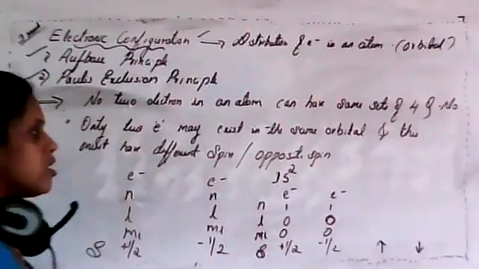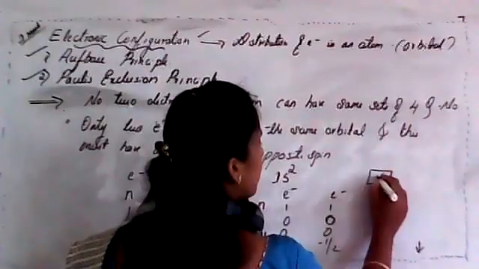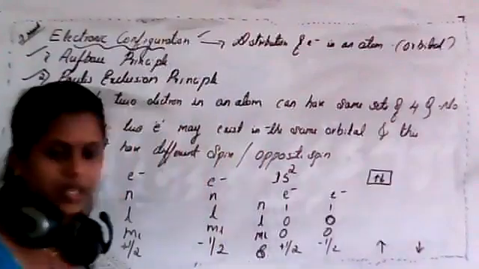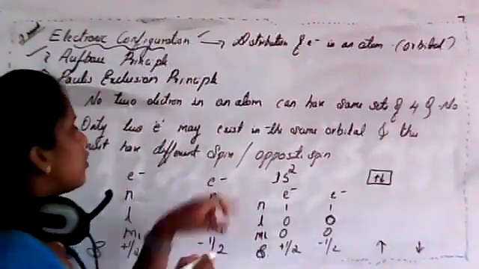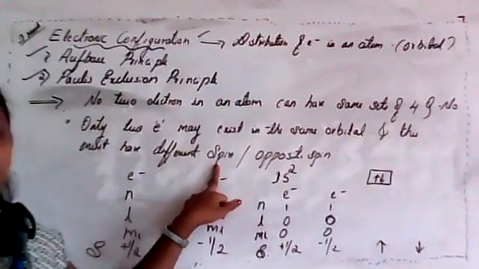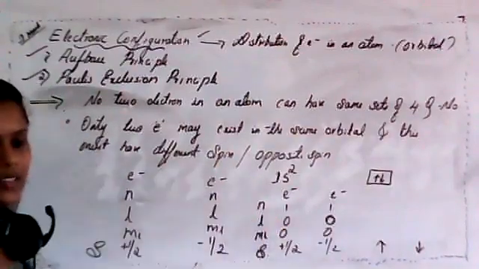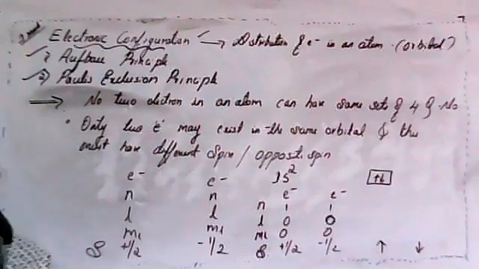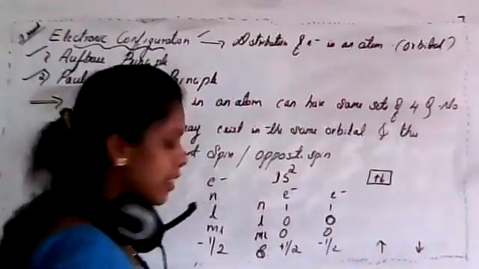We already mentioned one orbital must contain only 2 electrons with opposite spin, isn't it? So they exist in the same orbital, and they must have different or opposite spin. That is nothing but plus or minus half. Is this clear, students?